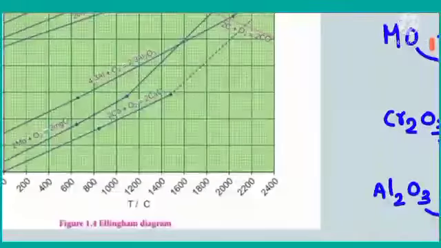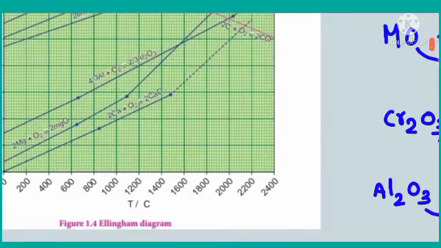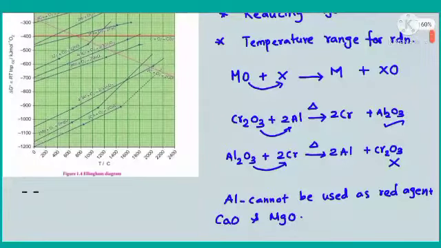And see that in the Ellingham diagram, calcium oxide and magnesium oxide are lying below the diagram, isn't it? This is the calcium oxide line, and this is the magnesium oxide line. Whereas aluminum oxide is lying above calcium oxide and magnesium oxide. Therefore, aluminum cannot be used as a reducing agent for reducing calcium oxide and magnesium oxide, because the one which lies below is an effective reducing agent for the oxide which is lying above.